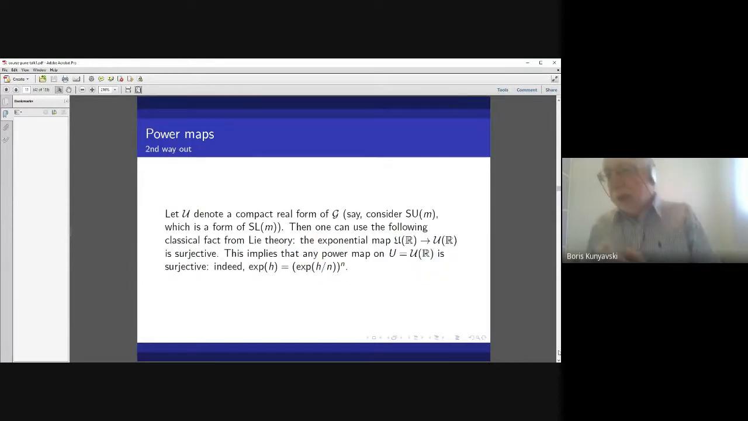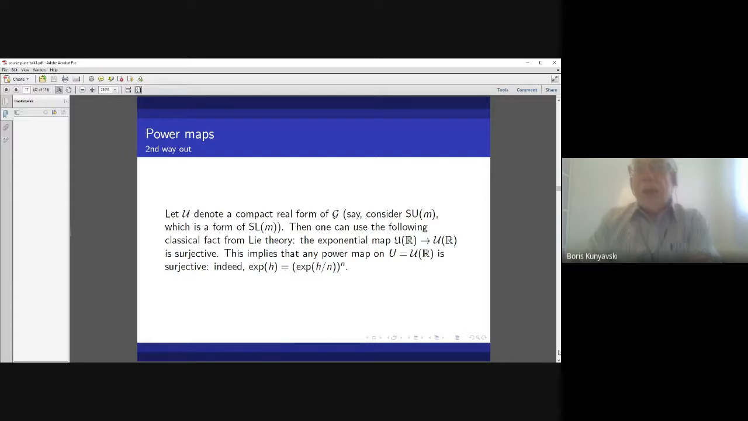Now, let me mention another way out, which is also important. Instead of our split group, say, such as SL, we can consider its compact real form, as in Lie groups. Say we can consider the unitary group, which is a compact form of SL. And then one can use the following classical fact from Lie theory. We can consider the exponential map from the Lie algebra to the Lie group over R. We consider real points. And it's classically known, it's a non-trivial theorem in Lie theory, that this map is surjective.